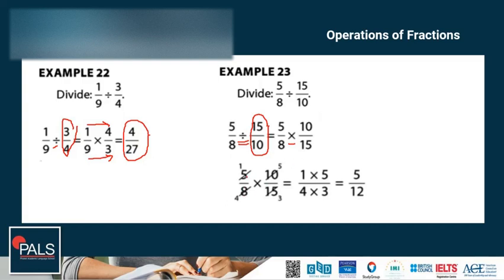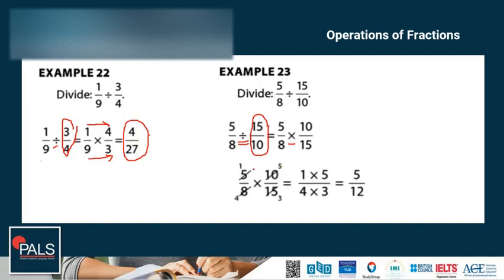So here 5 and 15 can be divided by 5. So 5 divided by 5 is 1. 15 divided by 5 is 3. Then between 10 and 8, both of them can be divided by 2. So 10 divided by 2 is 5. 8 divided by 2 is 4.